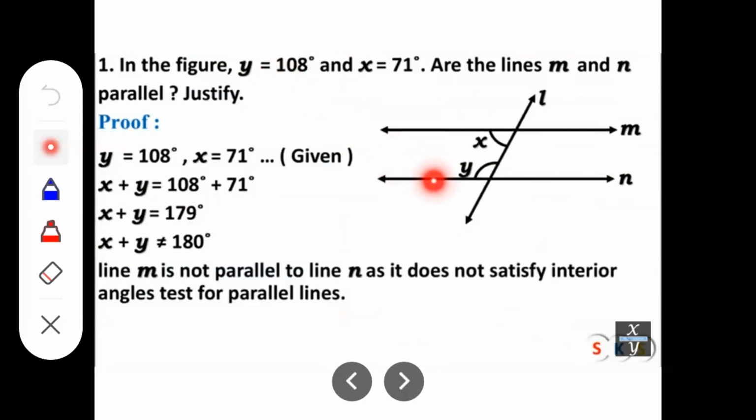Here, look at the figure. Those are two lines, line M and line N. We have to decide whether those are parallel to each other. Angle Y is given as 108 degrees and X is given as 71 degrees. So X is 71 degrees and Y is 108 degrees.